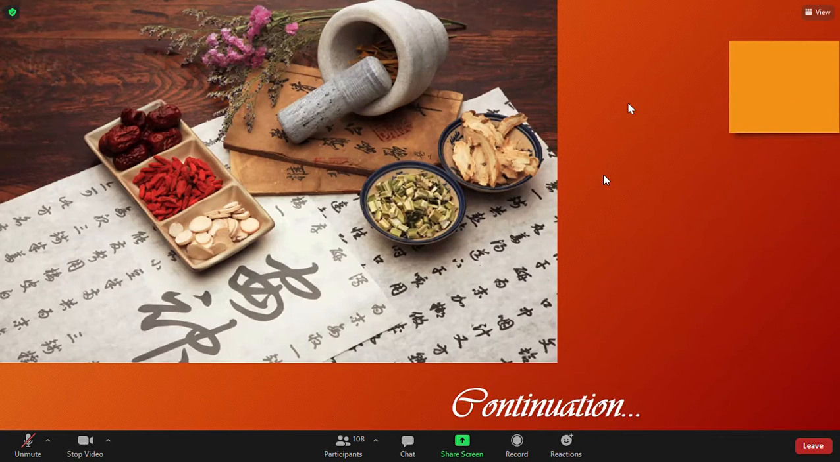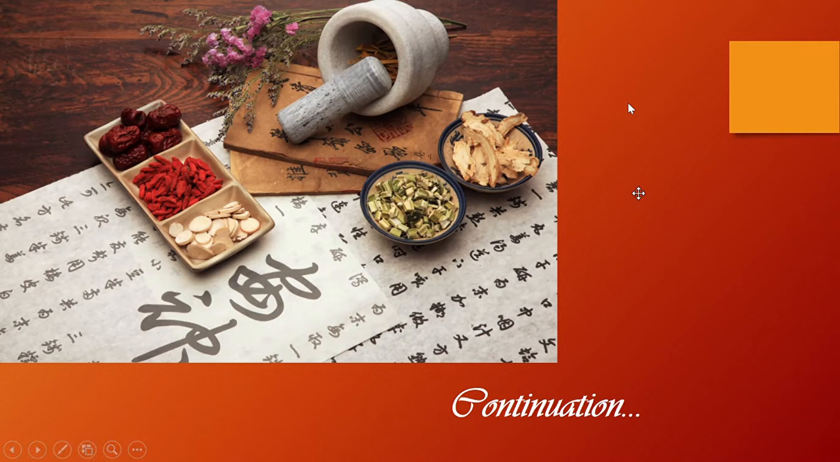So this is just a continuation of the lecture on traditional Chinese medicine. As I promised, the last time I had a lecture with you, we said that we will be dealing with how traditional Chinese medicine doctors diagnose, how they diagnose their patients.